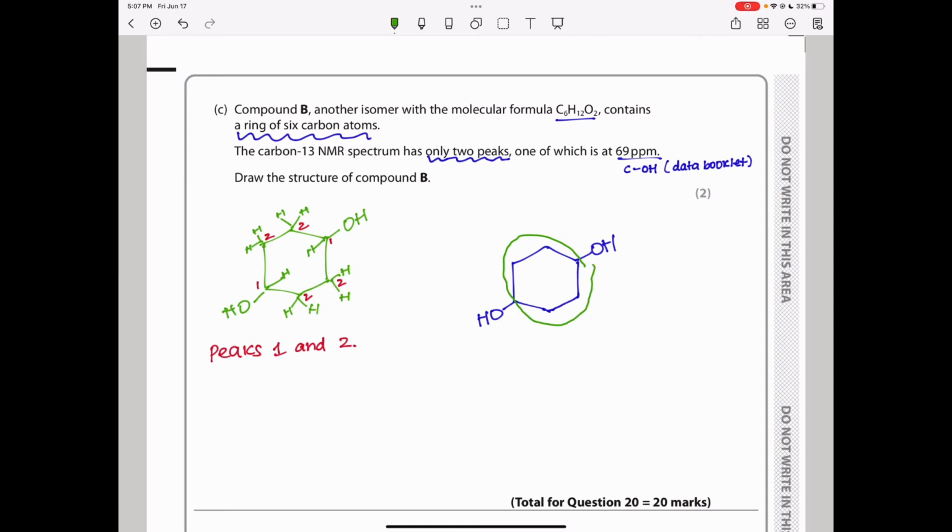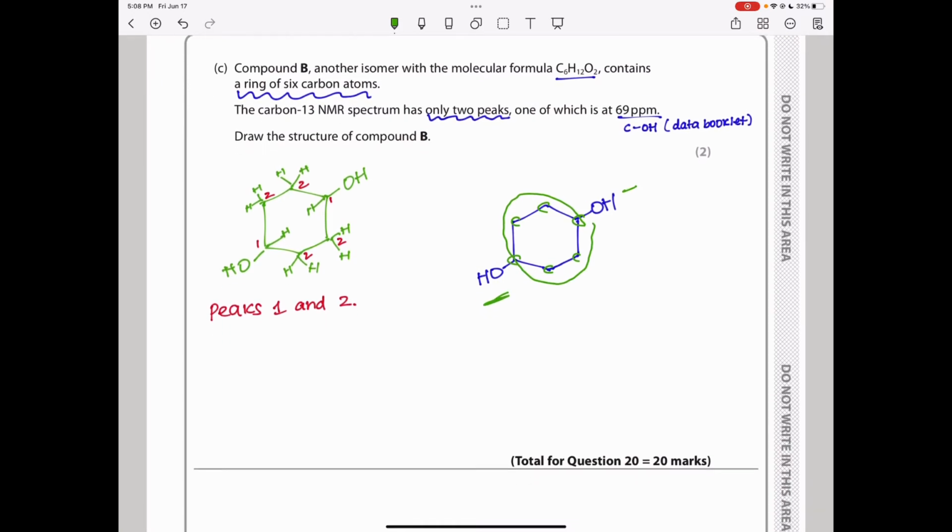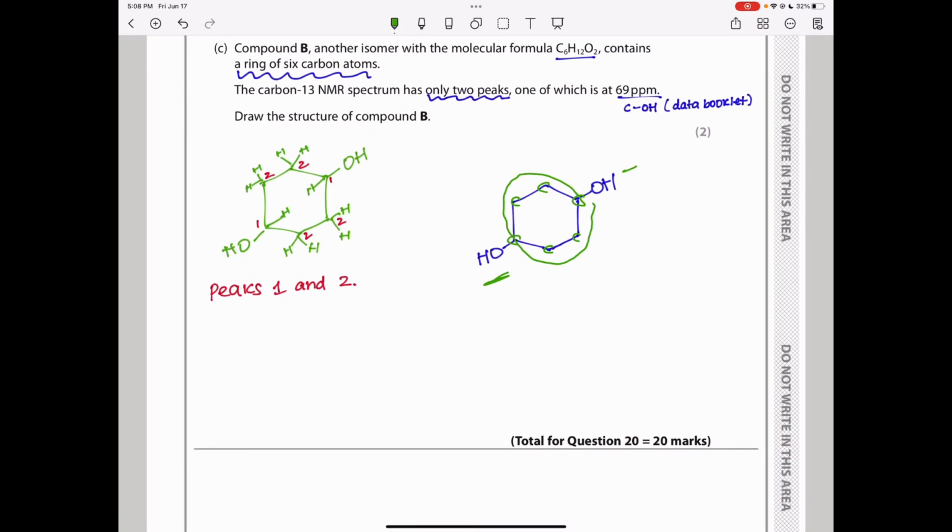And then another thing they've told you, it has only 2 peaks in the carbon 13 NMR, meaning these carbons are identical, that and that are identical. It means there is no other carbon outside, meaning since all the carbons are within the ring, only 2 oxygens and 2 hydrogens are left, so it should be a diol. And therefore, this brings us to the end of this part. Let's continue to question 21.